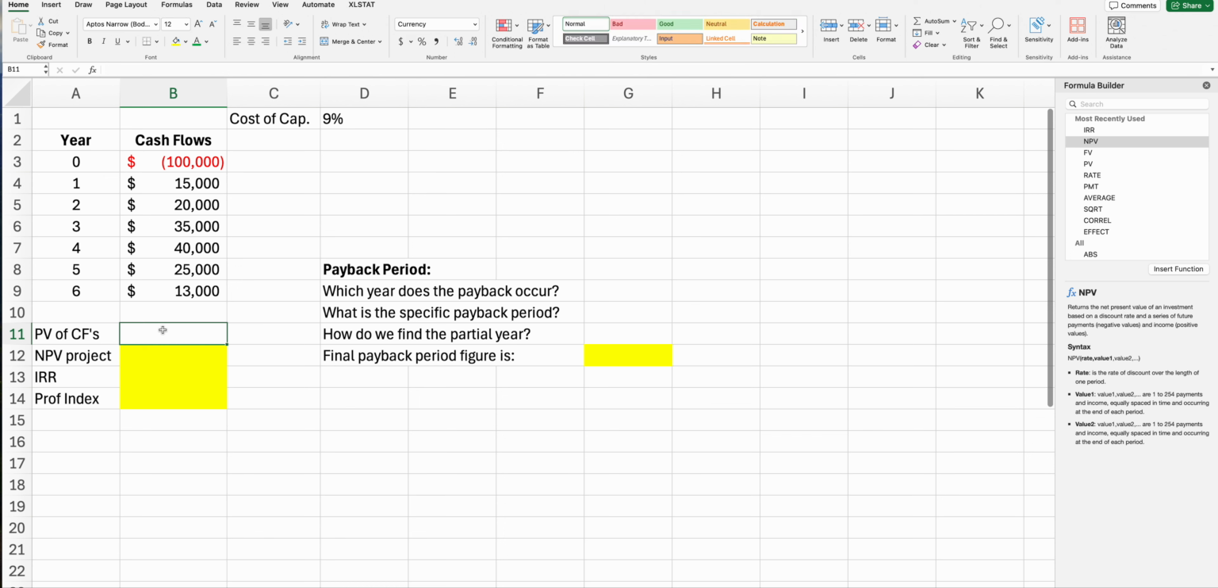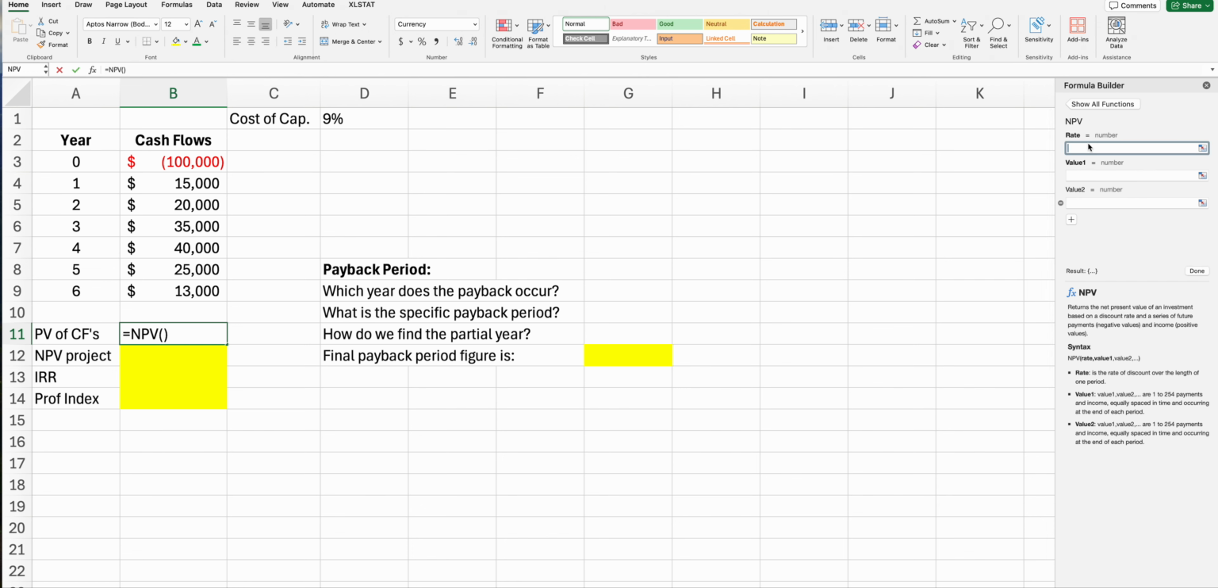So let's start that here with cell B11. We utilize the NPV function, and with the rate, I've got a cost of capital, as we can see up here, of 9%. So I'll put 0.09, or I could have used a cell reference to D1, either way. For the individual cash flows, I can input cell references to each of those future cash flows in each value box, or I could input, of course, the actual dollar amounts.